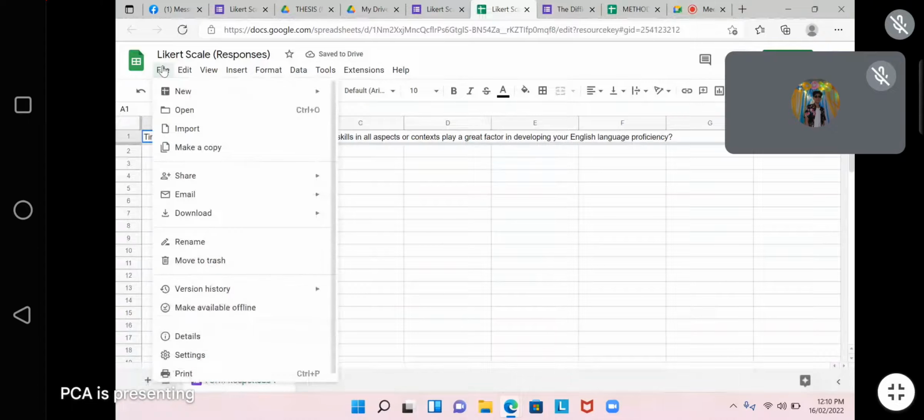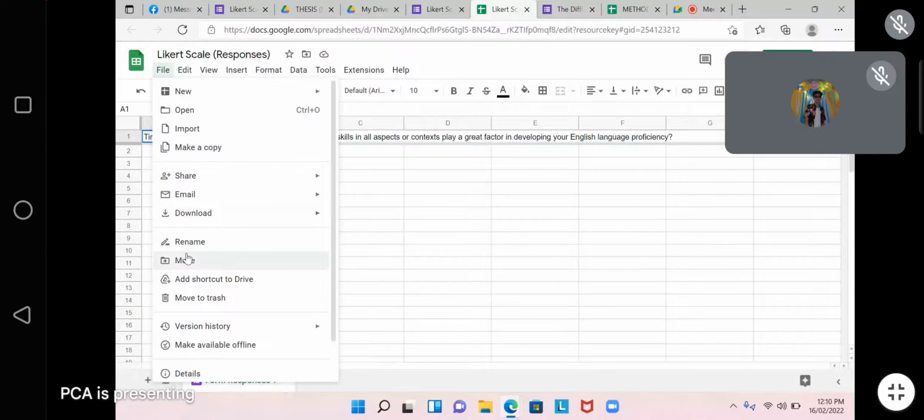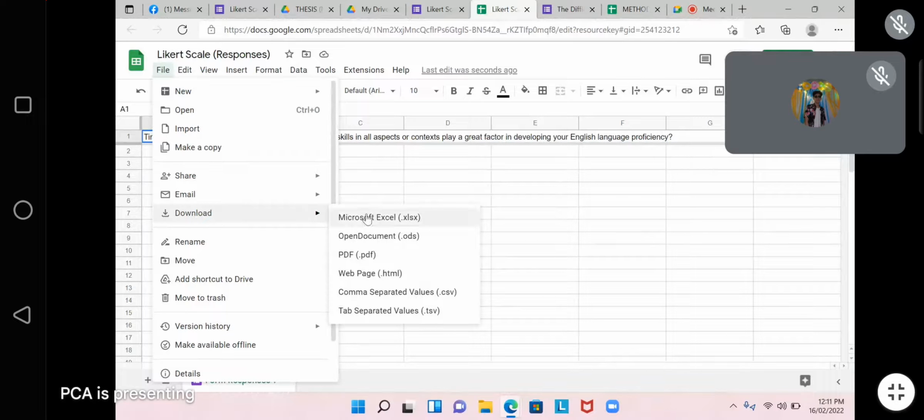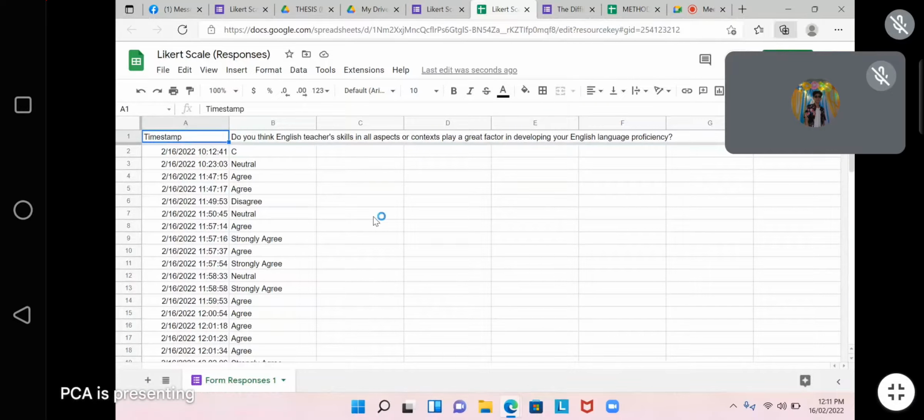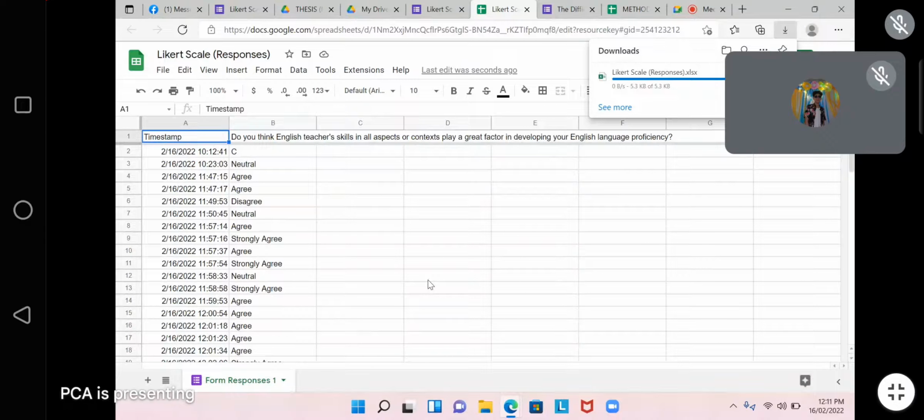Paano siya magiging Excel? File, and then, okay, so ano yung Excel dito? Okay, download, okay, as Excel, okay? So I have that already.